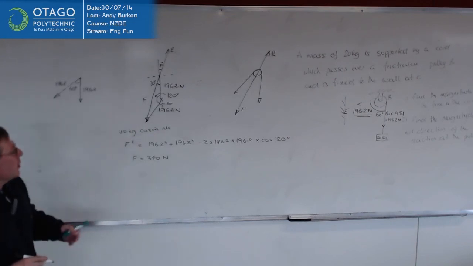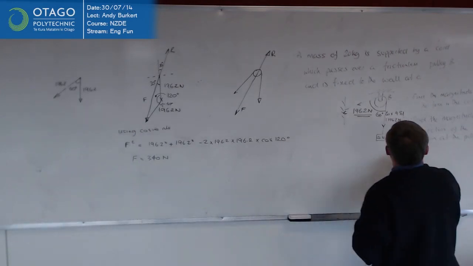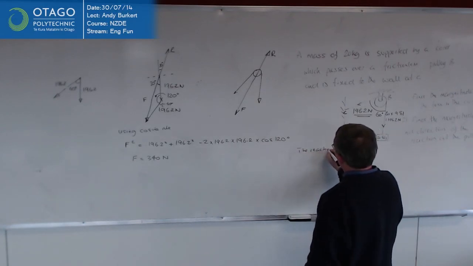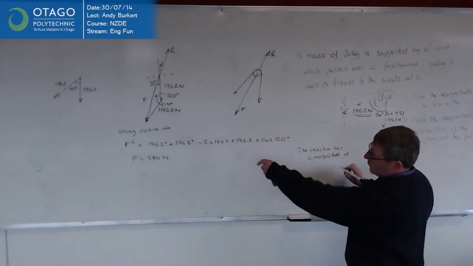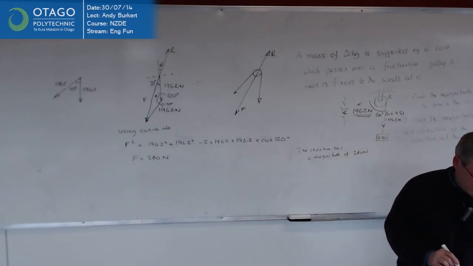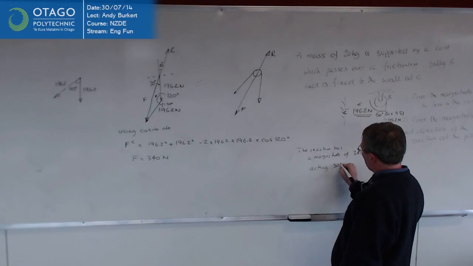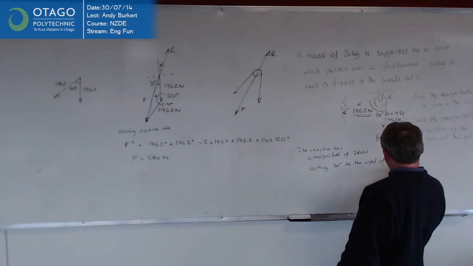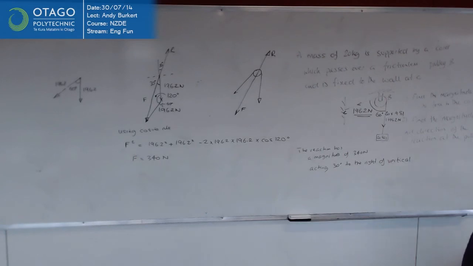So we can do that. So the reaction, here, we found out that one, and then so the reaction has a magnitude of 340 newtons acting 30 degrees to the right of vertical. Okay?